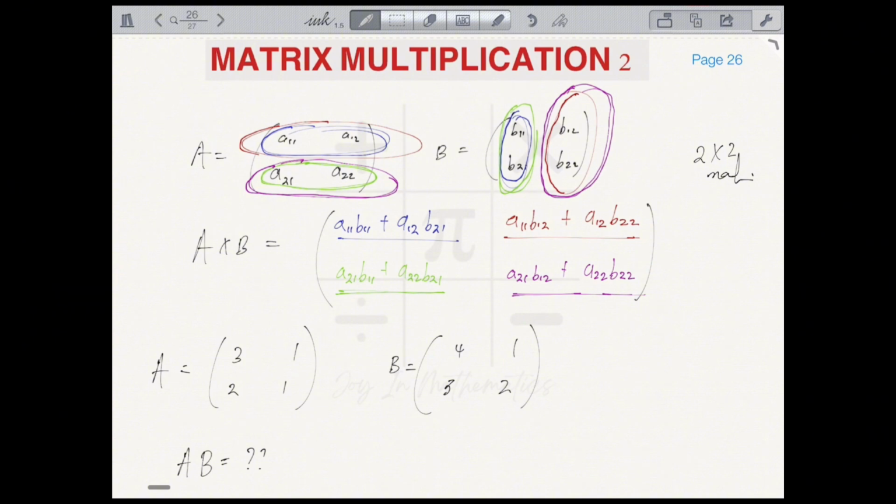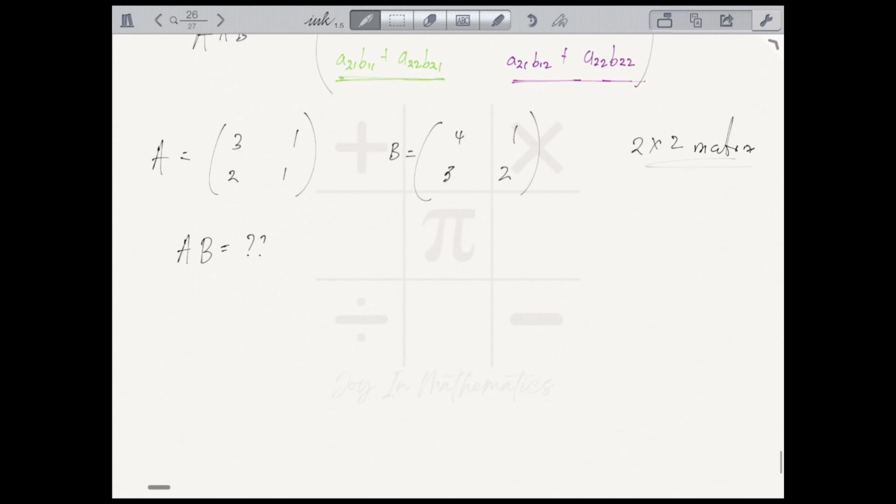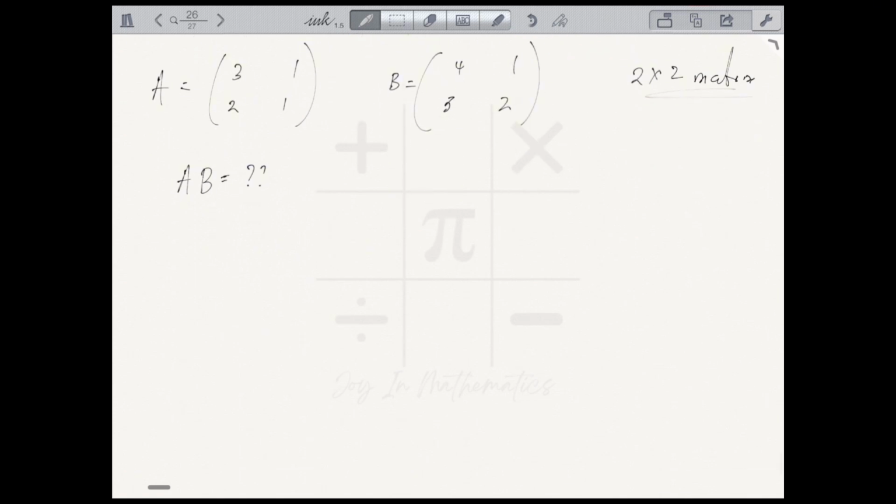Now, before the end of the last video, we gave an example that we should multiply matrix A and B together, and notice that both of them are 2 by 2 matrices. All right, so let's proceed with this now. What is A multiplied by B?